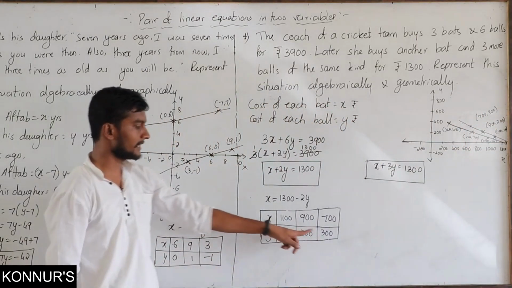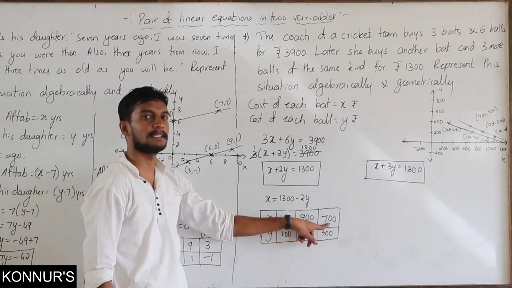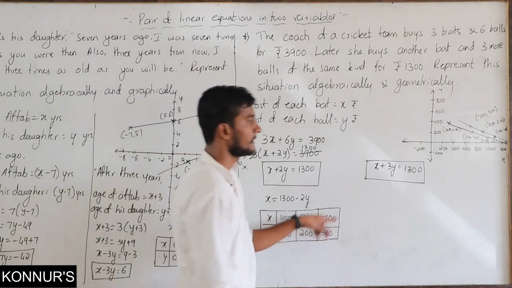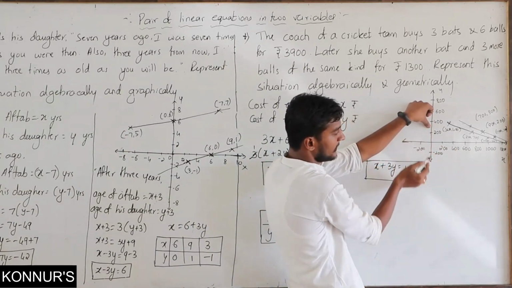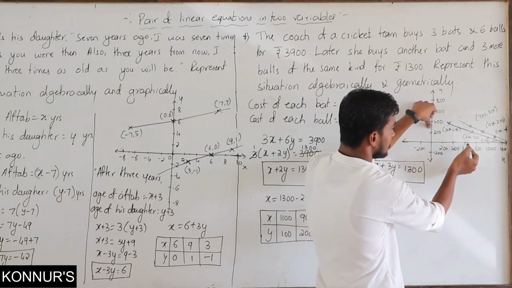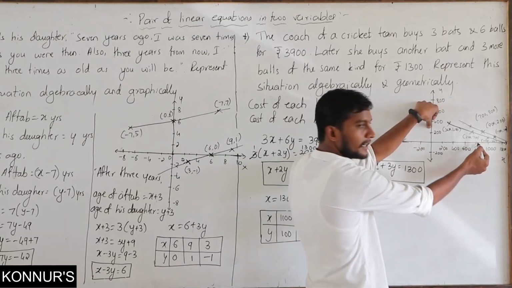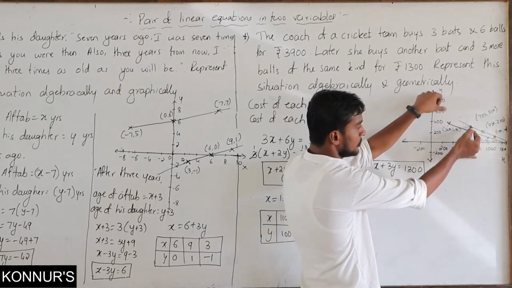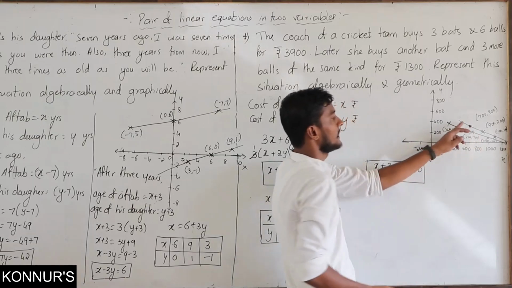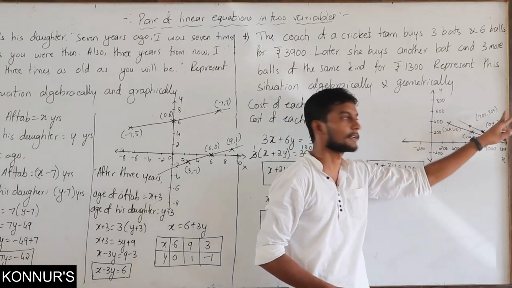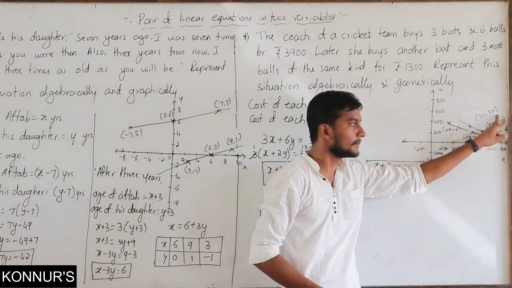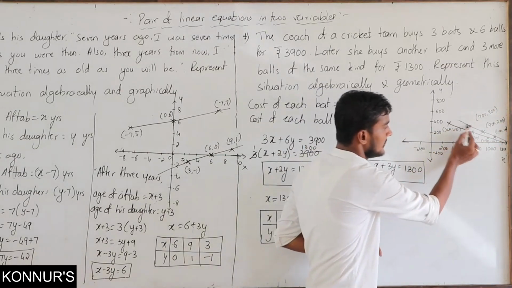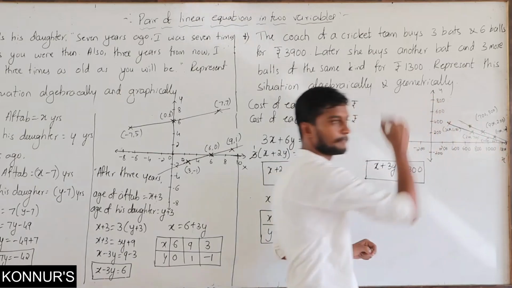And the third one is when y is 300, x is 700. When y is 300, you are getting it in between 200 and 400, and x is 700. 700 is in between 600 and 800 here. They both will intersect at this point. Sorry, the point you are getting here is 700, 300. So if you join all those points, you are getting a straight line here.